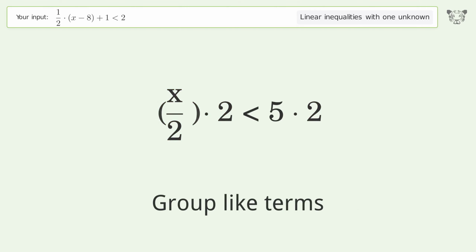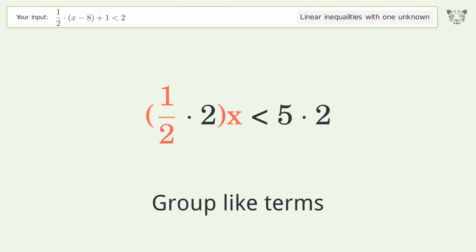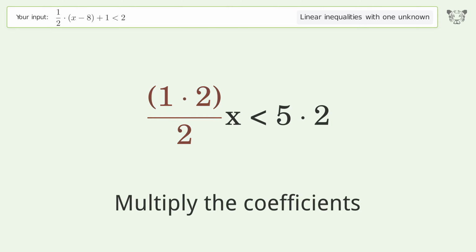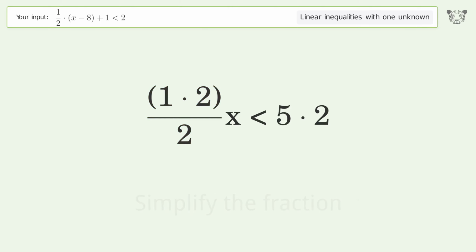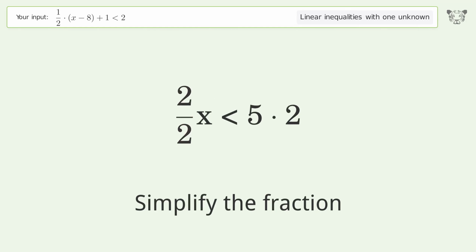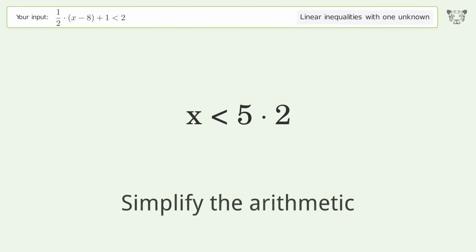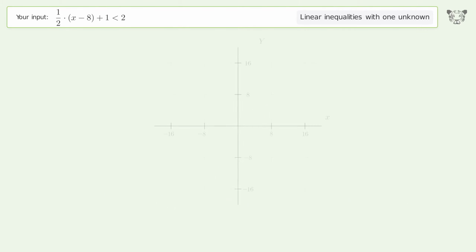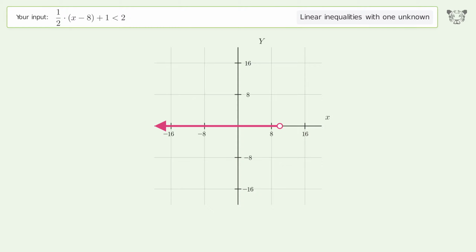Group like terms. Multiply the coefficients. Simplify the fraction. Simplify the arithmetic. Plot the solution on a coordinate grid. And so the final result is x smaller than 10.